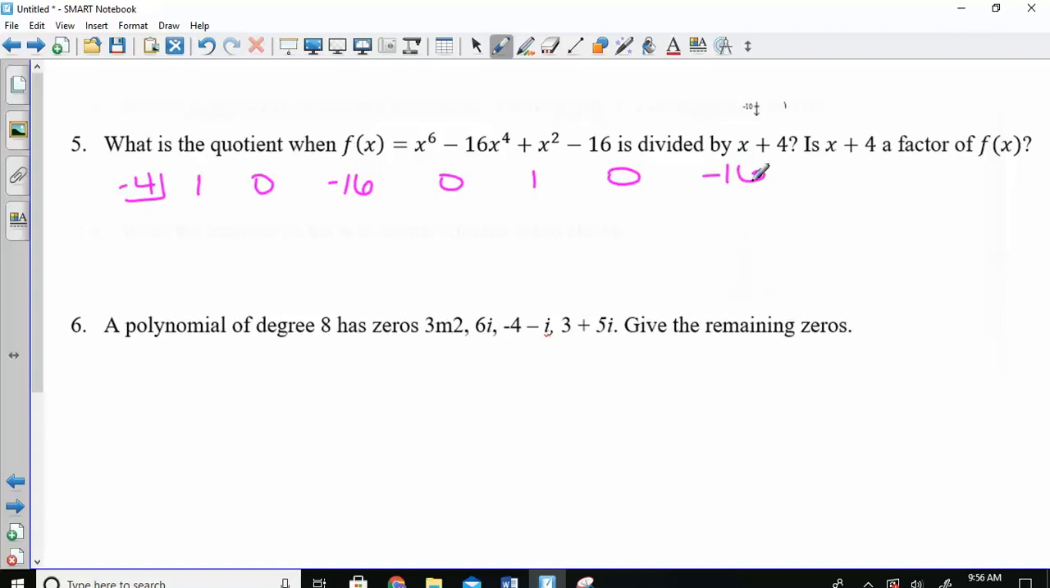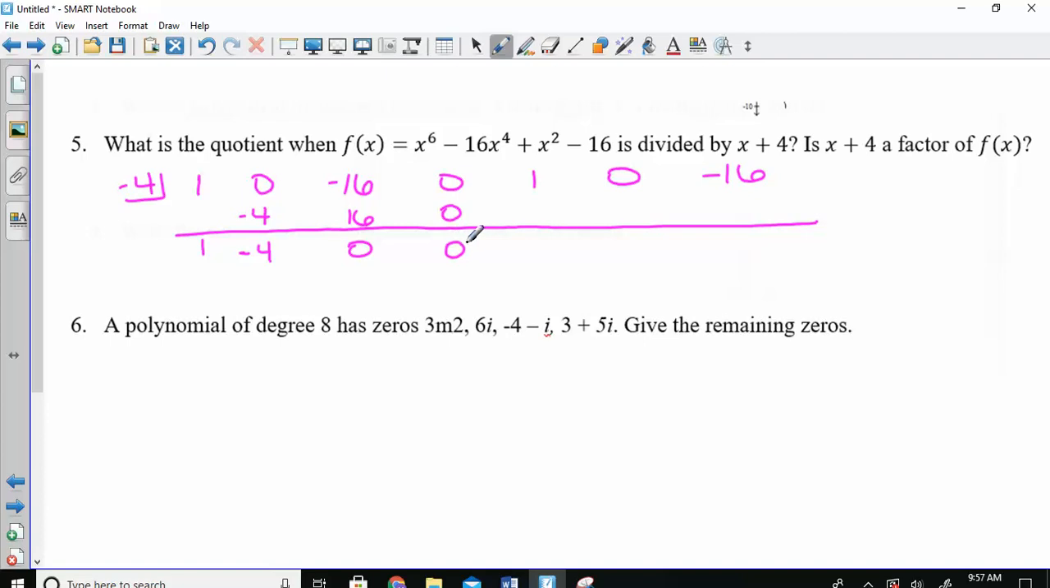And we have the 0x and the negative 16. So 1 comes down. 1 times negative 4 is negative 4. 0 plus negative 4 is negative 4. 4 times negative 4 is positive 16. Negative 16 plus 16 is 0.